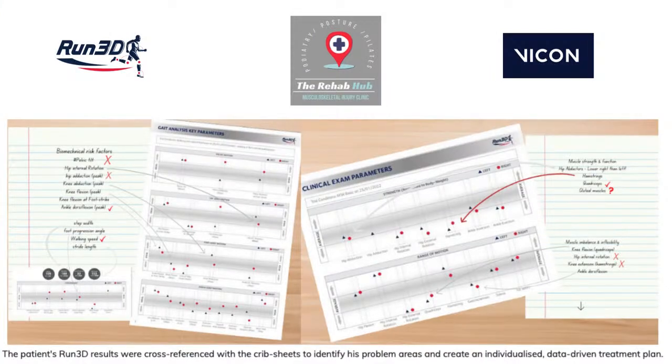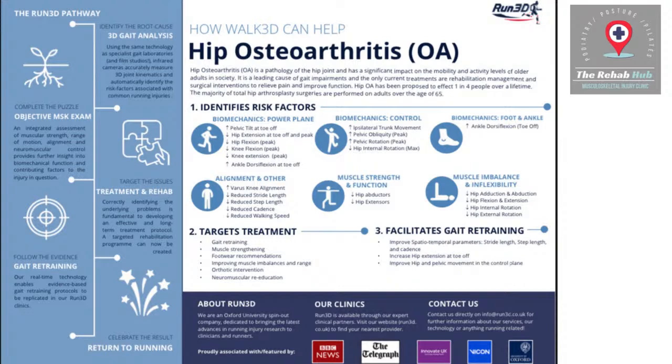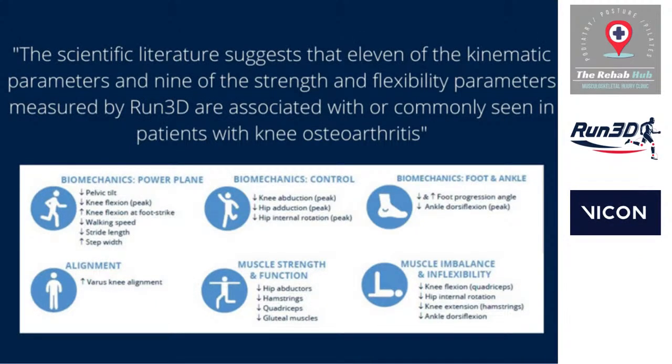This is just to give you an example of what our reports look like for us. So when we get this, the results are basically cross-referenced off the report that comes out of Run3D, and then we've got the crib sheets from Oxford Uni that we showed you. If I just jump back to that presentation, these crib sheets here that the guys at Run3D and Oxford University pulled together for us, we can see here that the risk factors are absolutely bang up to date and show that the parameters that we're measuring are risk factors associated with osteoarthritis.